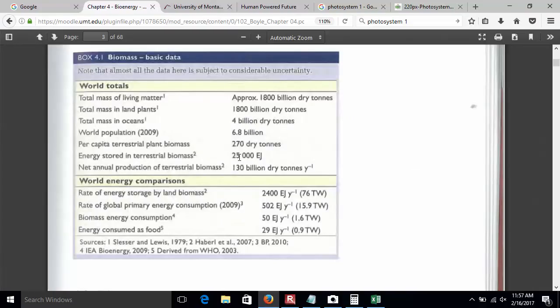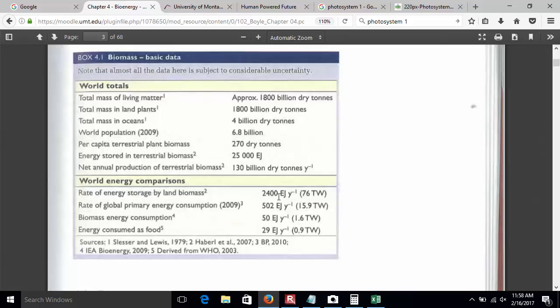Okay, so there's the energy stored in terrestrial biomass. You can go and check that to see how that compares with Shramsky. Net annual production, again, see how that compares with Shramsky. Shramsky's saying this is 130 billion dry tons. And actually, when we take a break here, I want to double check that. Here's the rate of energy storage. So, yeah, that's about right.